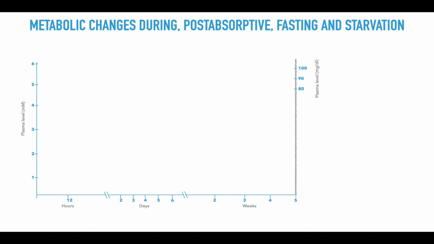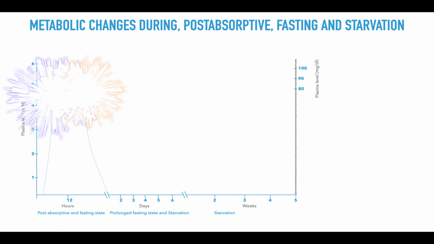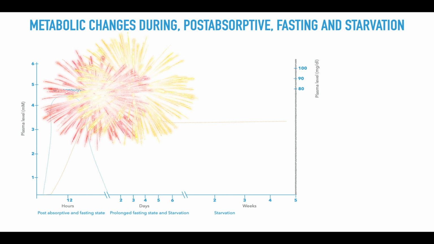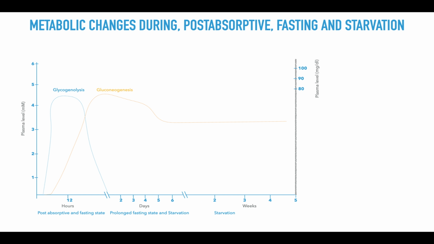Alright, now let us look into all these metabolic changes again in terms of plots. Now, we know the post-absorptive and fasting state, we know what is prolonged fasting and starvation. So, the glycogen degradation is at peak at 12 hours, depleted by 24 hours, gluconeogenesis peaks by 24 hours, stays for around 1 week and then falls to a certain level and continues thereafter.